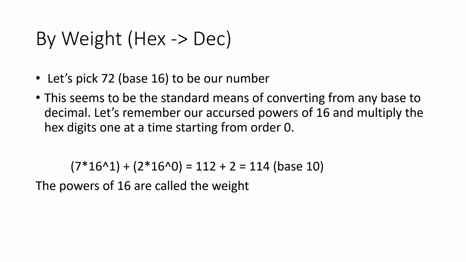Next, hexadecimal to decimal. This is by weight. This is typically how most professors, I think, would teach this. Basically, you start from your base to the power of 0, and then you multiply each digit by that base to the power of whatever, in increasing order. For example, we have the hexadecimal number 72. We're going to multiply 2 times 16 to the power of 0, plus 7 times 16 to the power of 1. That's 112 plus 2. You get 114 base 10.